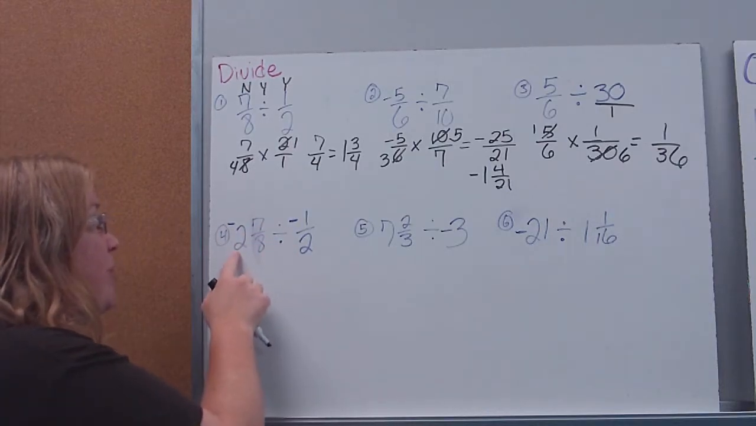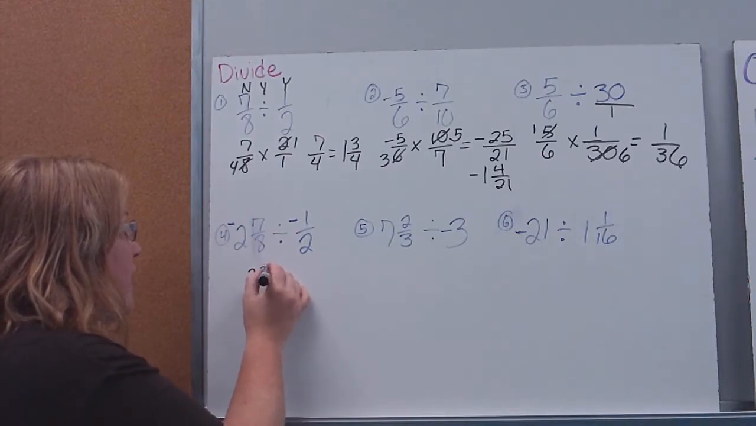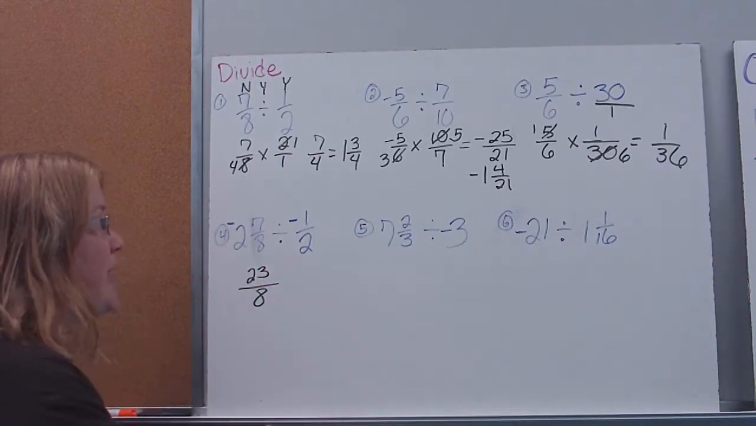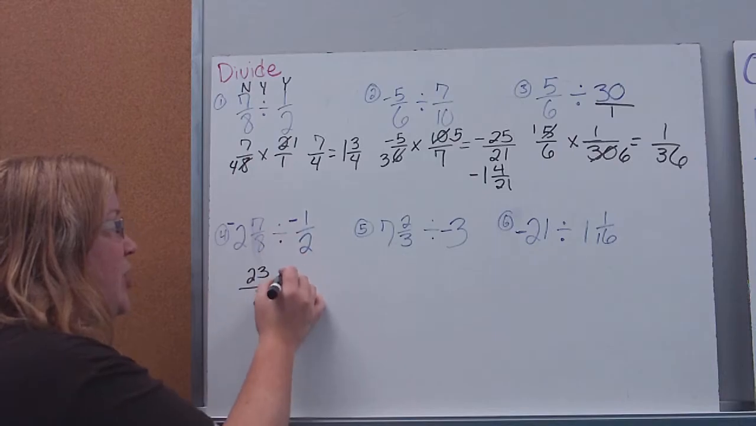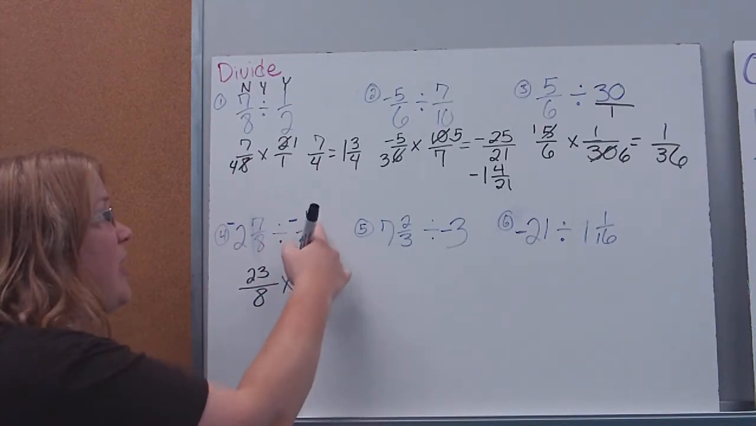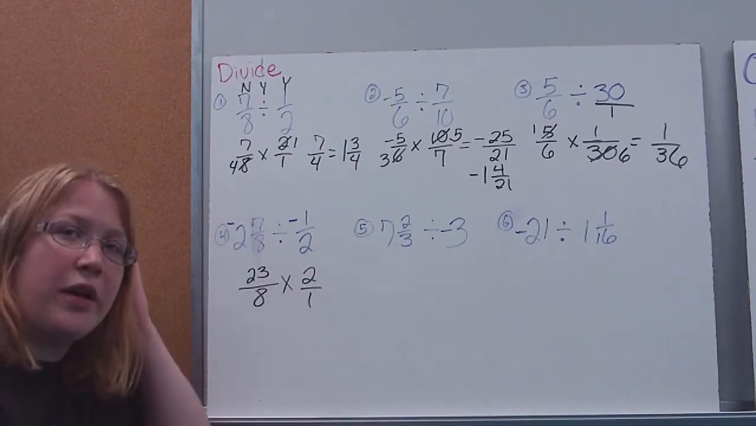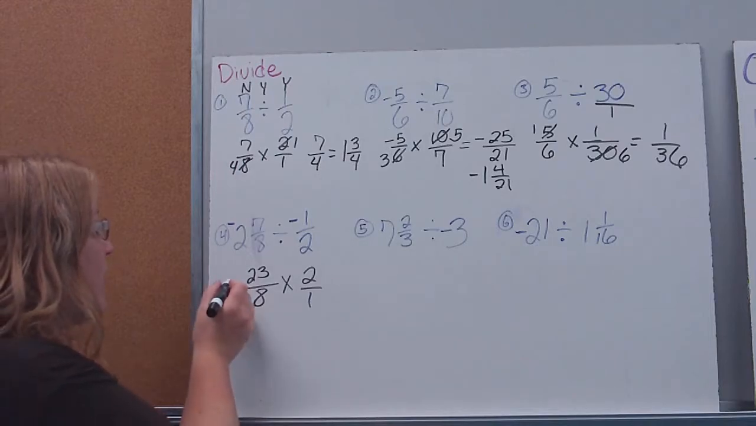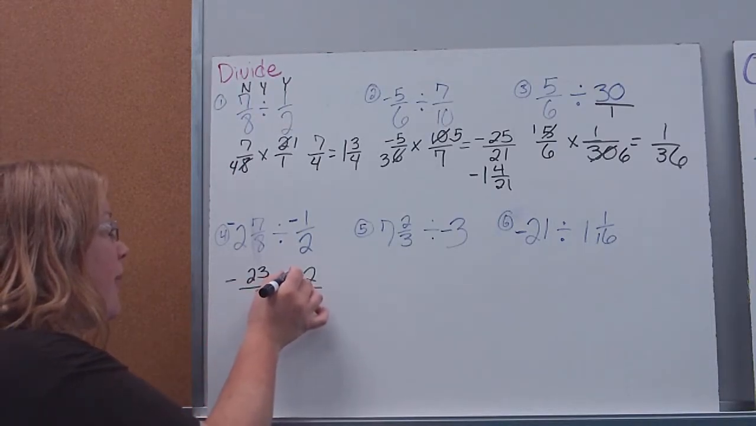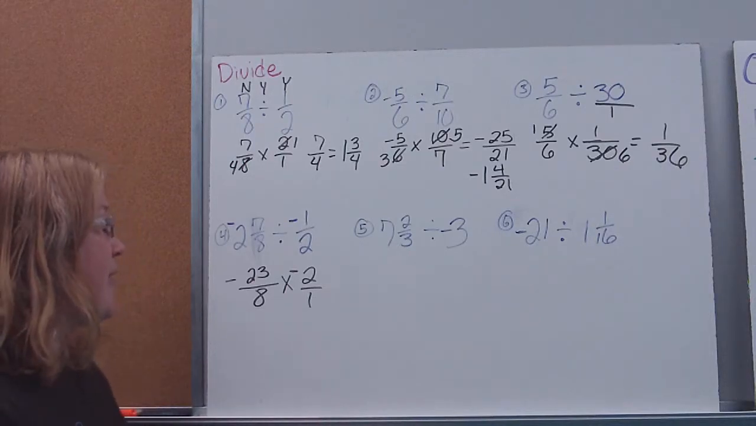So 8 times 2 is 16. 16 plus 7 is 23. Keep my denominator. Changing division to multiplication, changing my second number to its inverse, 2 over 1. They're both negative. I didn't write the signs over. We can. I just try to keep them in my head to make sure I know what my answer is going to be. It's going to be positive.